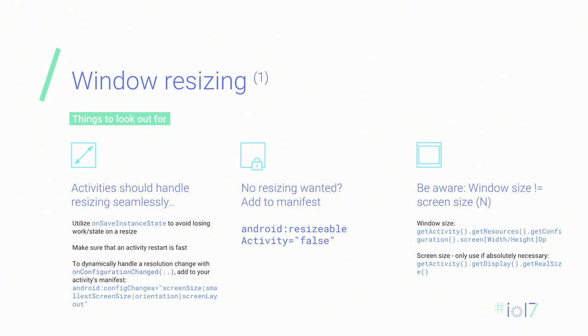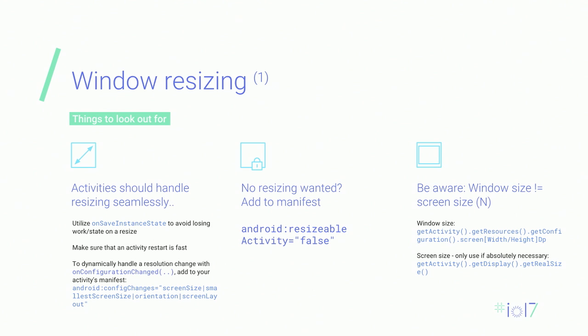Window resizing has a lot of hurdles, unfortunately. As I mentioned earlier, to make it seamless, you should really have the save and restore functionality. And again, this is something which also helps you in the Android world. This is not really only something for Chromebooks. You should have that anyways, either way. And if you are using on configuration change and you are doing dynamic layouting, please add that there as well.